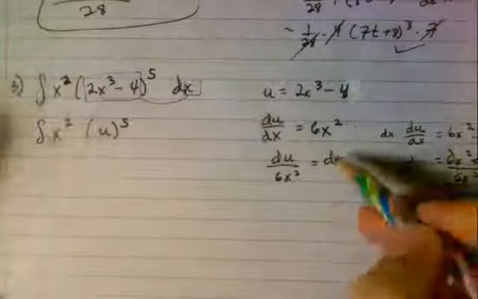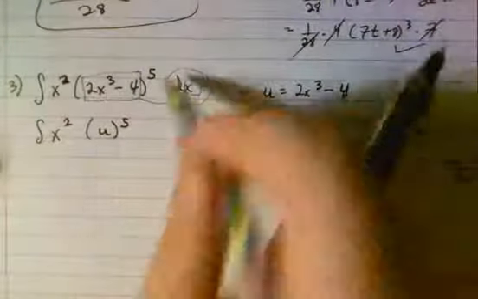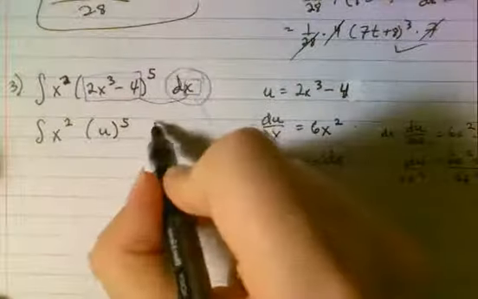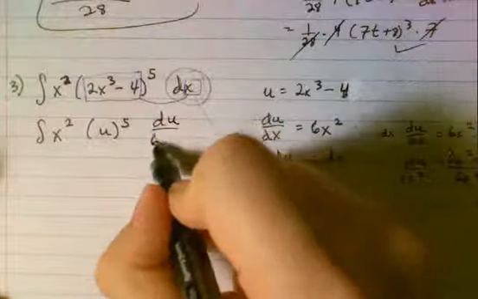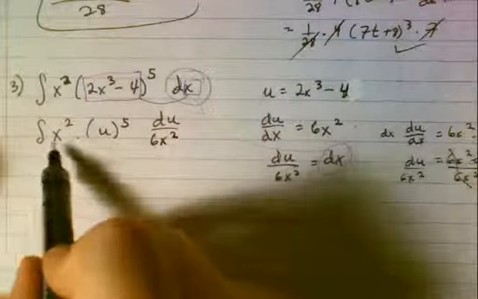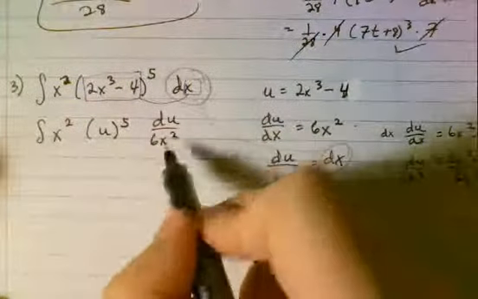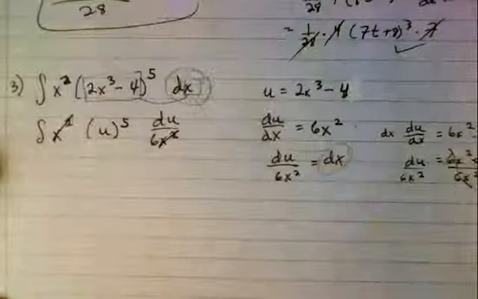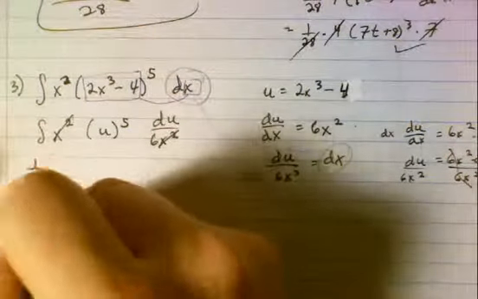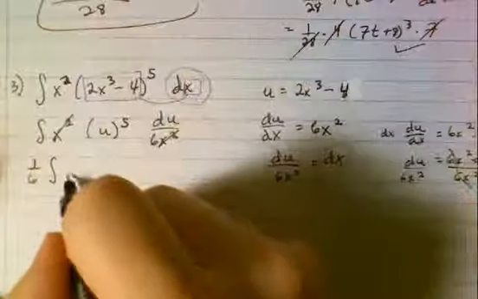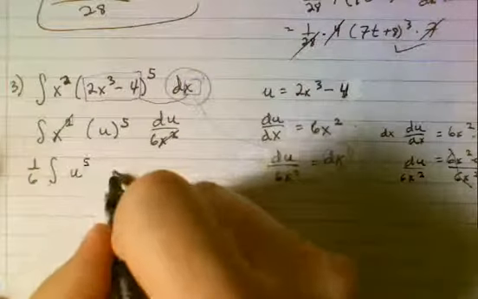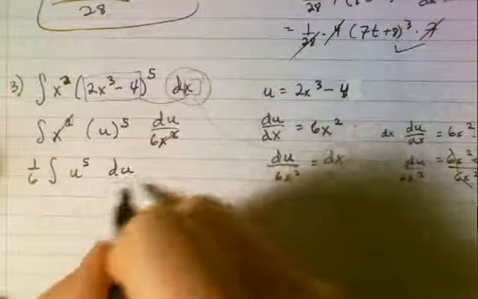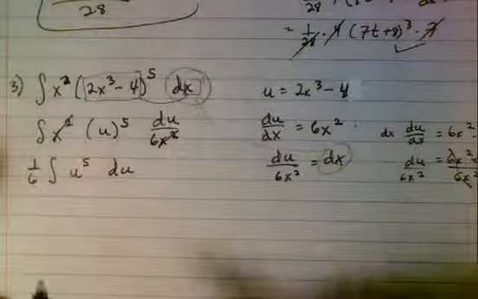Now this comes over and pops right back in there. So this is du over 6x squared. So all of these are in the numerator, this is in the denominator. So that x squared and that x squared cancel out. And now all I have is 1/6 times the antiderivative of u to the fifth du. And this I can take the antiderivative of.